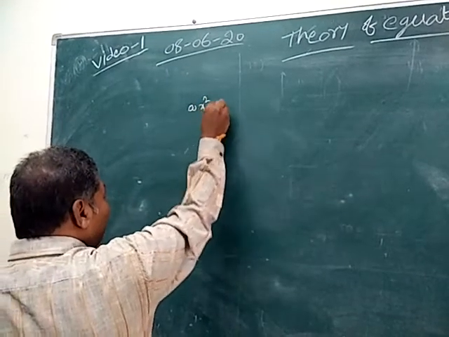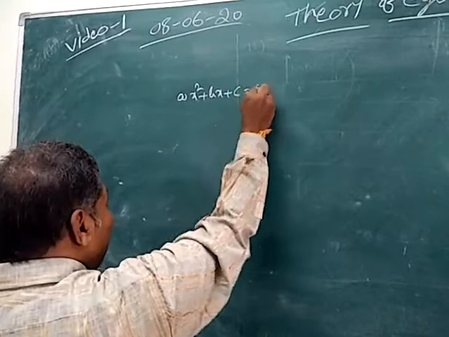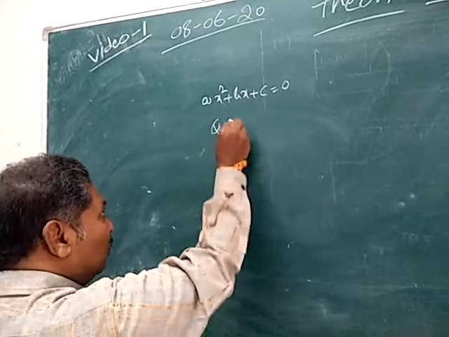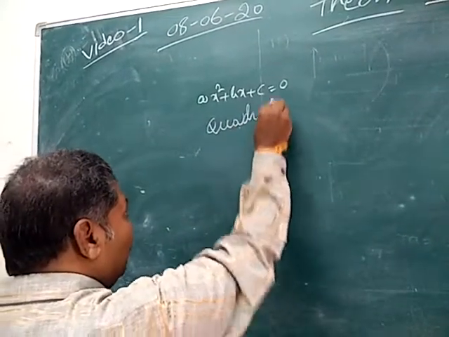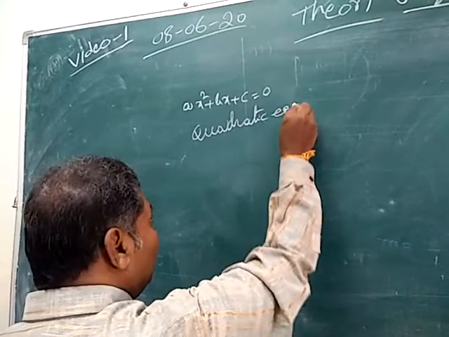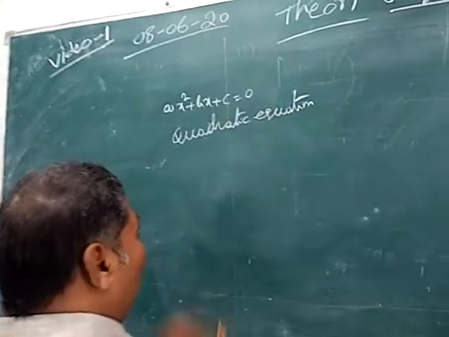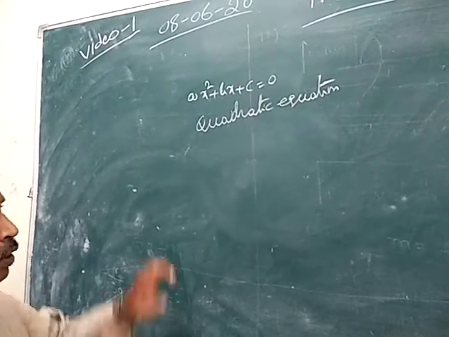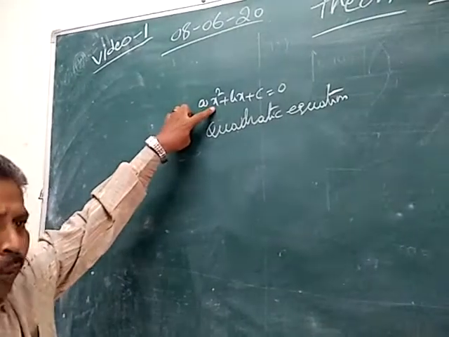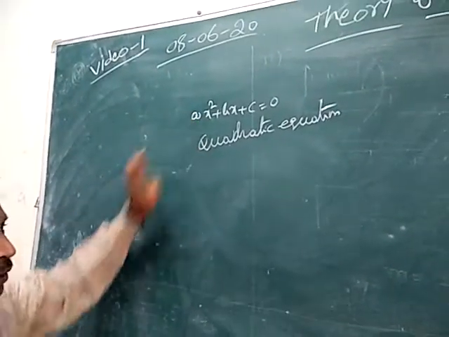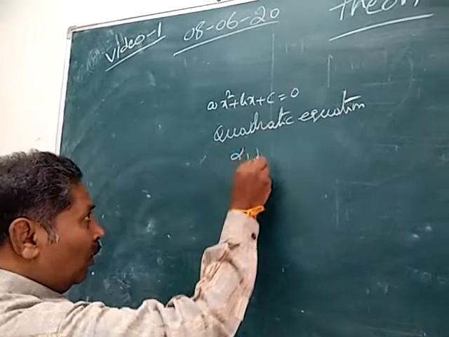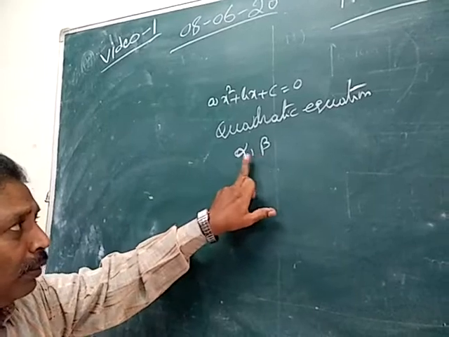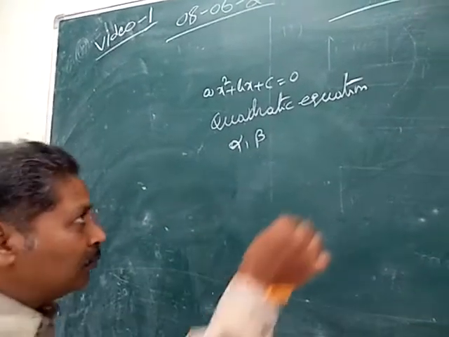ax square plus bx plus c equal to 0 is called a quadratic equation. So it has two values. X has two values. They are called roots. Let alpha, beta be the roots.